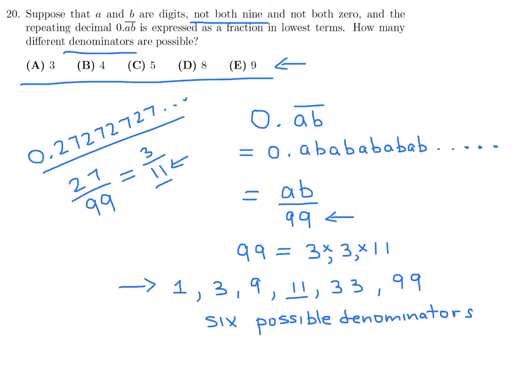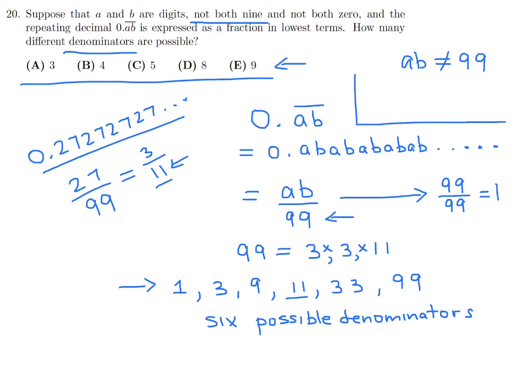There's something in the question that you need to utilize right here. Not both 9. AB cannot be 9, 9. Okay? Because if it is 9, 9, watch what happens. This guy would become 9, 9 over 9, 9, which is equal to 1 over 1, basically. So since that is not allowed, the denominator of 1 is not allowed. So this guy is not allowed. So that leaves us with only 1, 2, 3, 4, 5 possible denominators. So therefore the answer to number 20 is C.